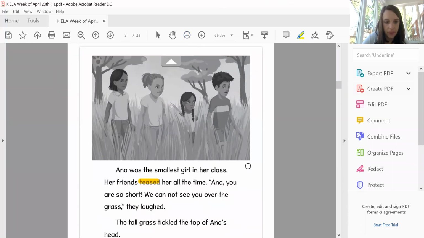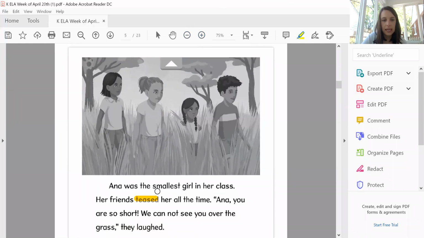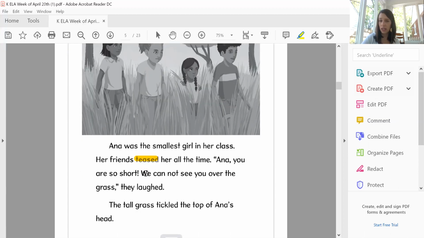All right. Anna was the smallest girl in her class. Her friends teased her all the time. Anna, you are so short. We cannot see you over the grass, they laughed.